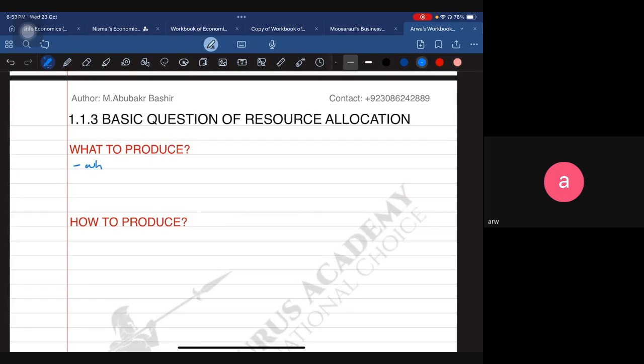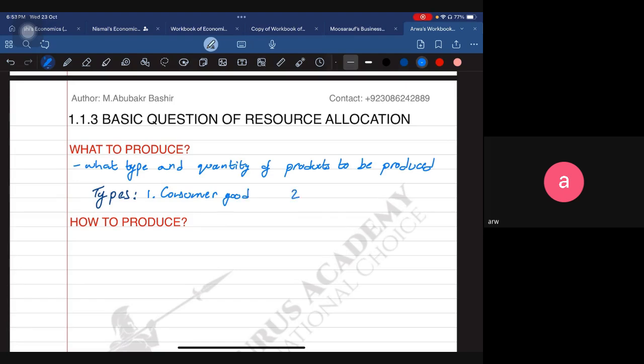So let's talk now about the first thing, which is what to produce. In that, we'll talk about what type and quantity of products are to be produced. In that, we have two types that we will be looking at. One is known as the consumer good.